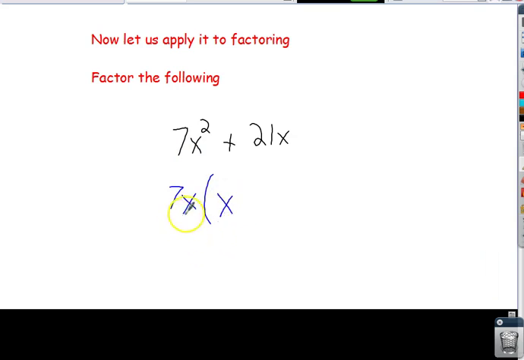Then you go, what times 7x gets me 21x? Well, what times 7 gets me 21? 3. What times x gets me x? Oh, that's no big deal. No x is needed there. So I'm done. Let's try some more of these, shall we?